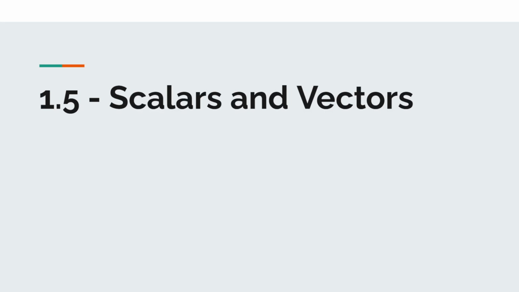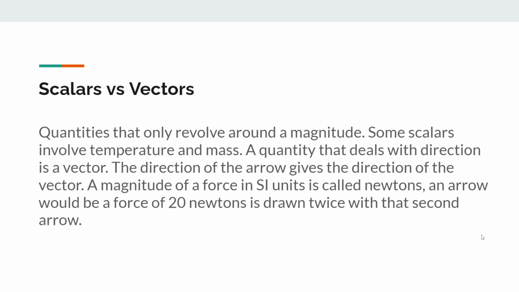1.5 Scalars and Vectors. So we'll be going over the distinction, and then we'll show how to calculate a little bit more in the next one. So, a scalar is a quantity that revolves around a magnitude. Now that seems a little bit wordy, but all it means is that it's something without direction, and we'll get to that a little bit more in the future or now.